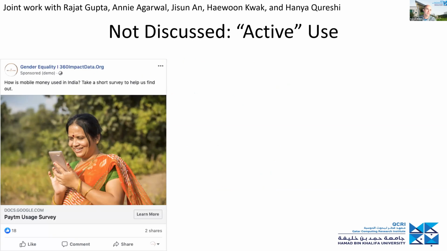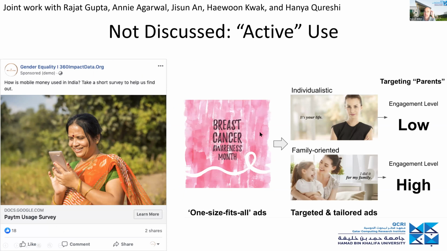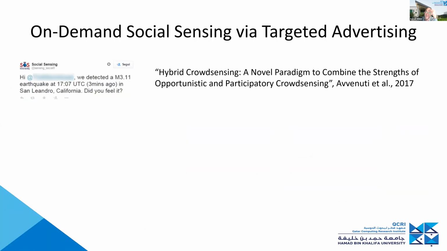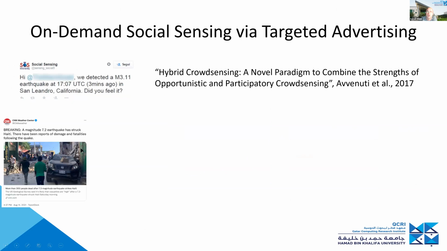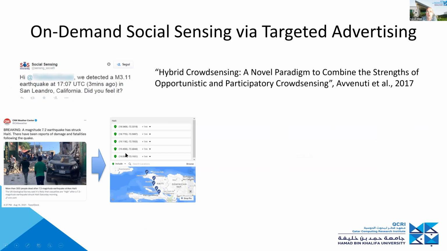Sorry, just to take two more minutes of your time. This was all passive, but we're also using the platform actively to show an ad, for example, to recruit people into a survey, or to help with public health measures. In this case it was about breast cancer screening, just targeted ads. Something we're interested in is on-demand social sensing, using an idea somebody had developed for Facebook, where, let's say, an earthquake hits a location, then we would automatically pick a location to target ads in.